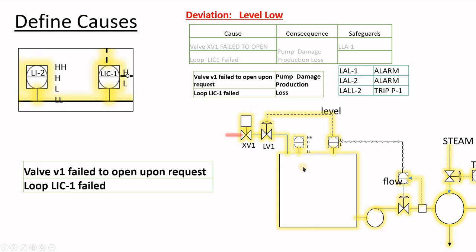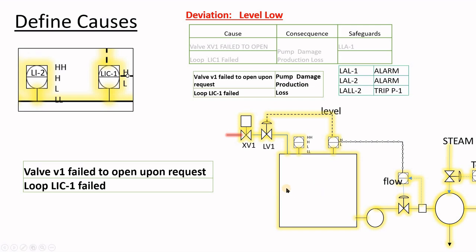What can cause the level to go low? If the valve XV1 fails to open upon request. So the problem is not that the valve is closed, but that the valve refused to open. This could be the valve stuck, could be a control system failure, and so on. Another thing is this loop, which controls the level here. It measures the level in the tank and controls the control valve opening to keep the level stable within our normal operating point.